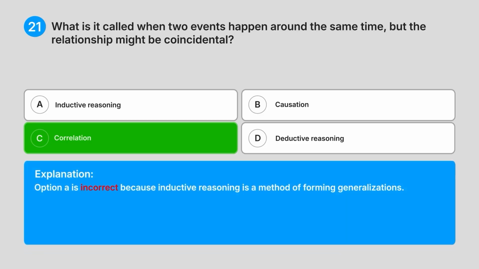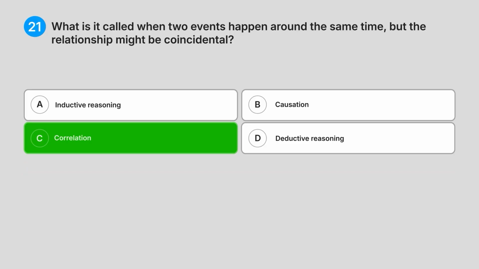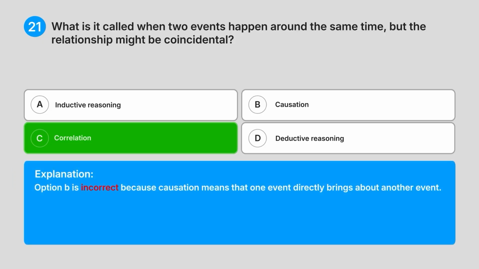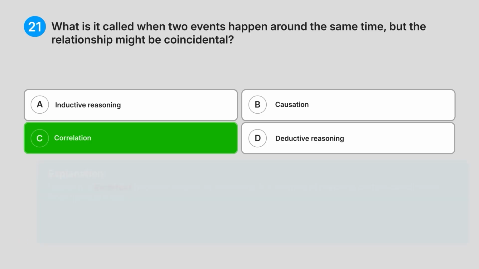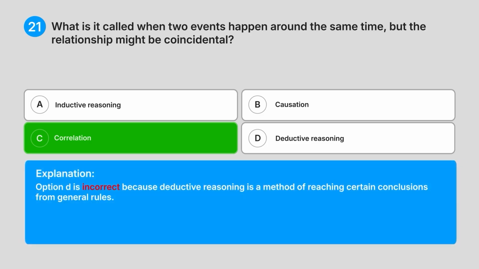Option A is incorrect because inductive reasoning is a method of forming generalizations. Option B is incorrect because causation means that one event directly brings about another event. Option D is incorrect because deductive reasoning is a method of reaching certain conclusions from general rules.